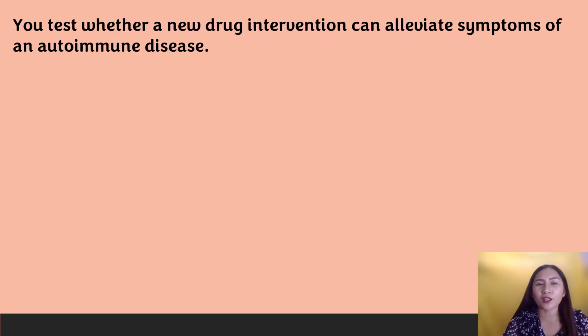In order to understand more the context of these errors, I have given you another realistic scenario. You test whether a new drug intervention can alleviate symptoms of an autoimmune disease. An autoimmune disease is a disease that affects your immune system. If you're familiar with Chris Aquino, it is in the media even until now that she has an autoimmune disease.